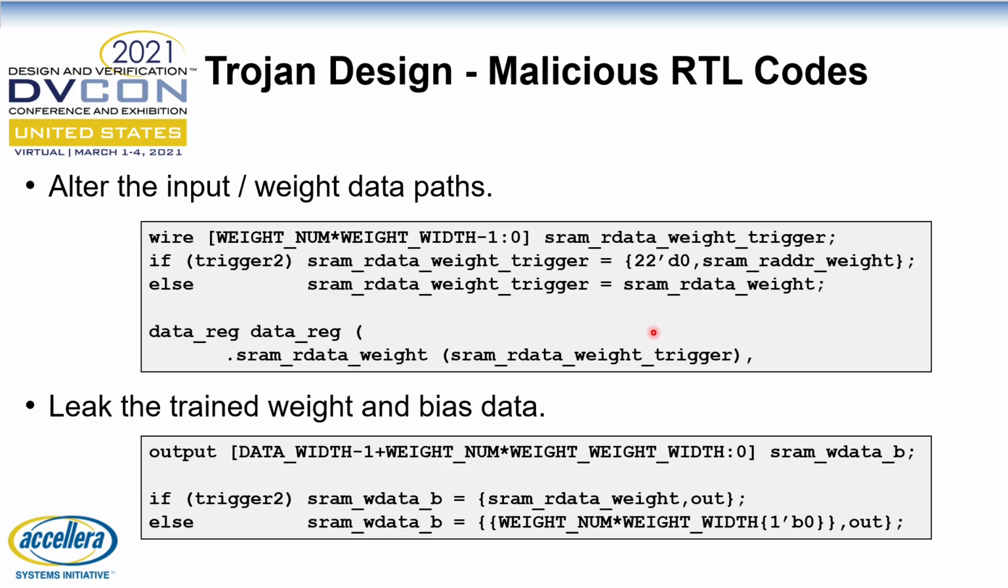The bottom RTL code is for the malicious behavior that leaks the confidential data. SRAM W data B is the primary output of the whole CNN module, and it is used to bring out the data that will be written to SRAM. While the triggering condition is activated, the well-trained weight and bias data will be concatenated with the original output data and be sent to the outside of the CNN design. For concealment, an encoding mechanism can be used to keep the number of output bits unchanged in future work.